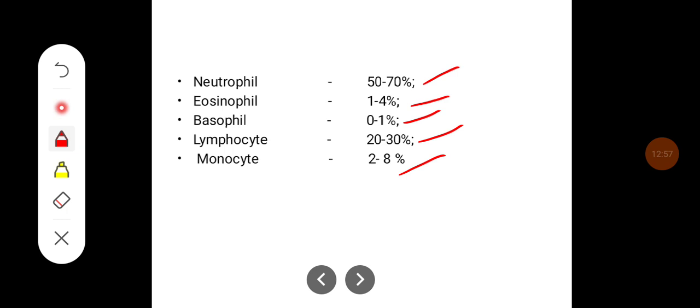So usually the differential leukocyte count is done to identify whether there is a neutrophilia or eosinophilia or basophilia or neutropenia. Okay, so usually neutrophilia is seen in acute bacterial infection, whereas eosinophilia is seen in parasitic infection or helminthic infection or allergic reaction. Basophils are usually seen in allergic reaction, whereas lymphocyte count and monocyte count, they are going to increase in chronic infections and chronic states of inflammation.